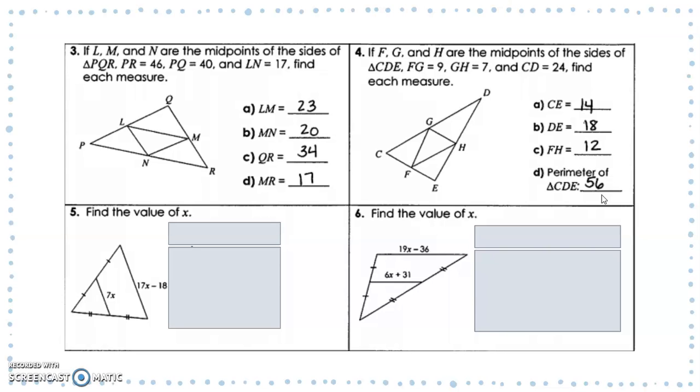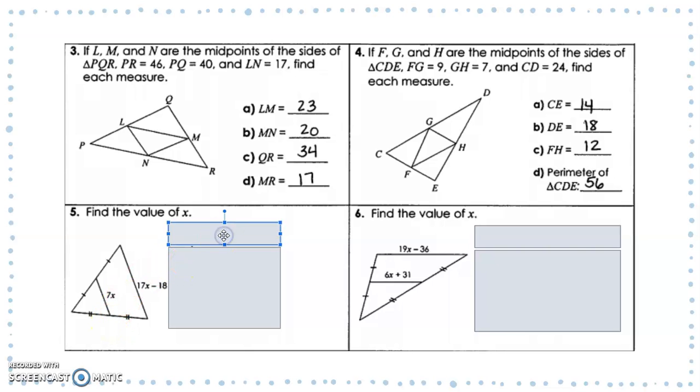Problem number 5 now, we're going to be solving for x. With this, we have our midsegment is 7x and our side of our triangle is 17x minus 18. So both of them are expressions and we're going to need to set up an equation. With this, it's going to be helpful to remember that our midsegment is half of that side, or we can say that the side is double the midsegment.